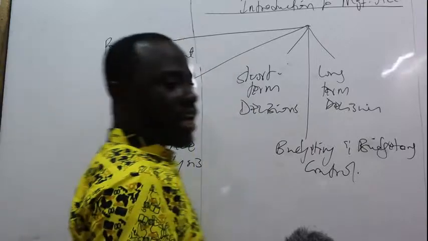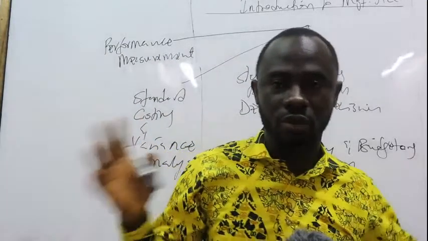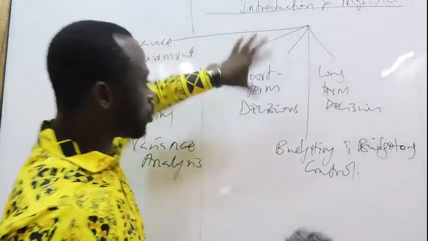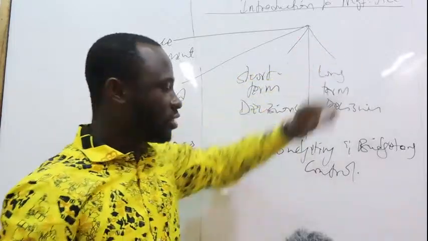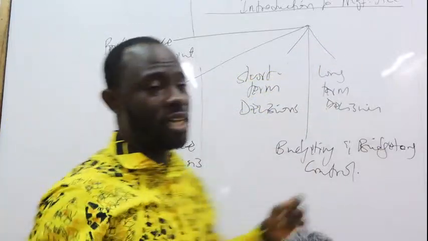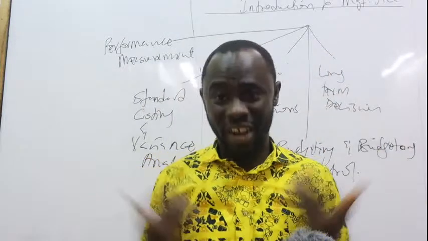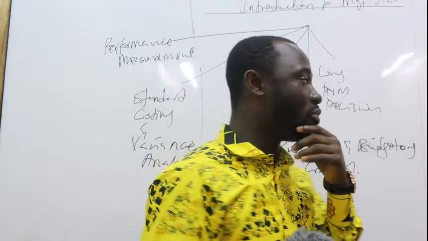So these are the broad areas that we need to look out for when it comes to dealing with management accounting: short-term decisions, long-term decisions, budgeting and budgetary control, performance measurement, and then standard costing and variance analysis. Now, let's break it down in relation to what we need to look out for.